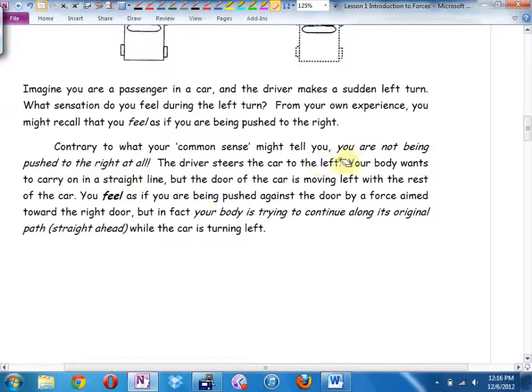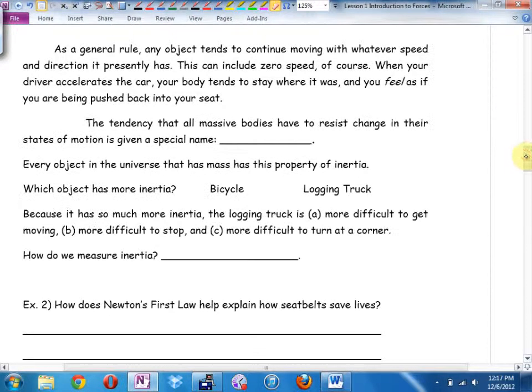The driver steers the car to the left. Your body wants to carry on in a straight line, but the door of the car is moving left with the rest of the car. You feel as though you're pushed against the door, but actually your body is trying to continue in its original path while the car is turning left. Turn the page.